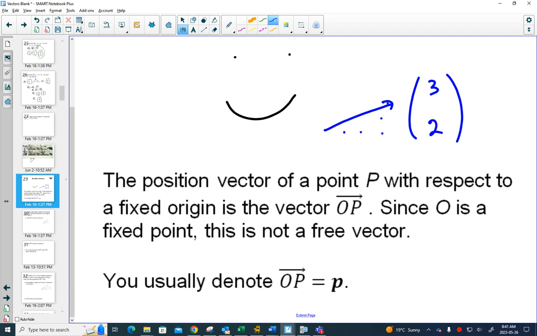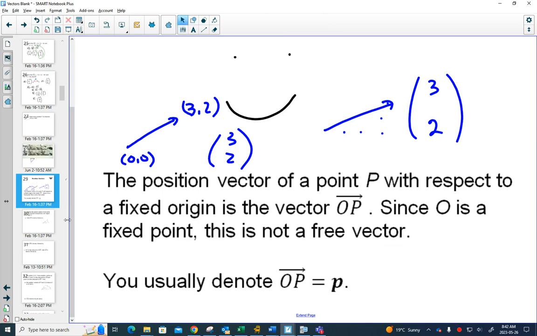But if we want to fix it in place, we often start with the origin and say, if I'm starting at 0, 0, and going to the point 3, 2, now I have a fixed vector exactly in that spot, starting at the origin and going to a specific point. So this is no longer a free vector, and our position vector, and we can practice putting the arrows over top of those bold letters, is OP.